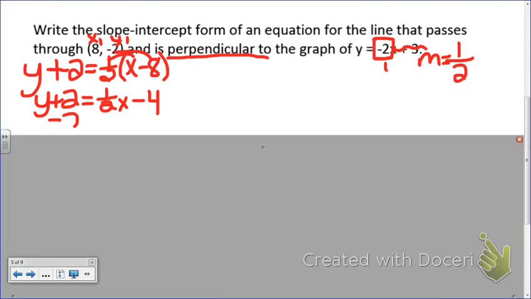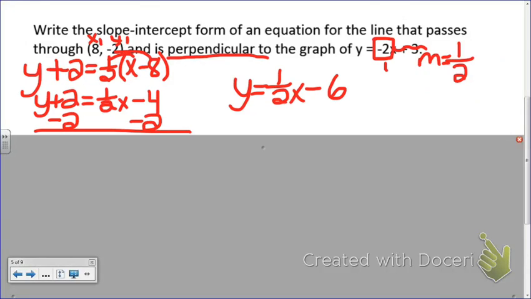The last step, I need to get rid of my 2, so we will subtract 2 from each side. When I do so, I will end up with y equals 1/2 x minus 6. So your final answer here, y equals 1/2 x minus 6.